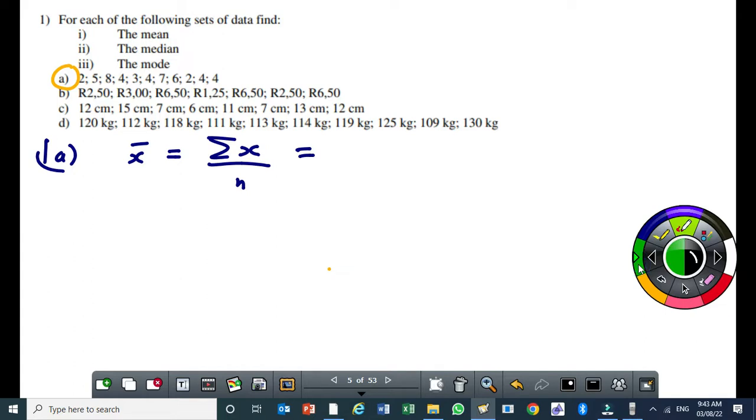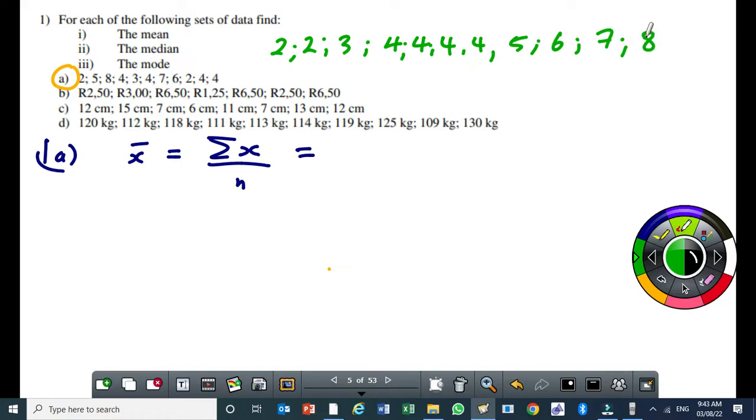The smallest here is 2. Then how many 3's do we have? 1. And how many 4's? 1, 2, 3, 4. So we have got 4 4's. There are 2 2's, yes. So let me add the 2 there. We have got 2 2's, 1 3, 4 4's, and 1 5. And then 6, we have got 1. And then 1 7, and 1 8.